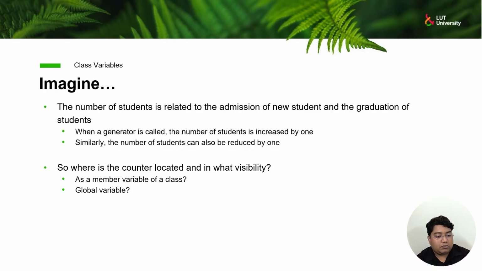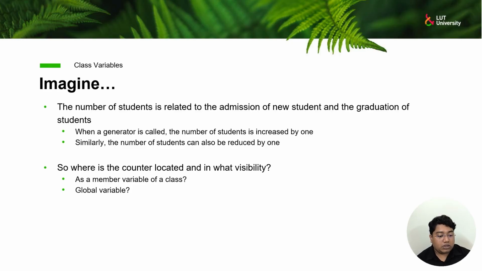Let's think through some possible designs. One idea is to make the counter a normal member variable inside the student class. Okay? At first, that might sound reasonable, but remember what happens with member variables. Every object gets its own copy. If we create 100 student objects, we will also have 100 separate counters. Updating one of them doesn't change the others. That clearly isn't what we want, right?